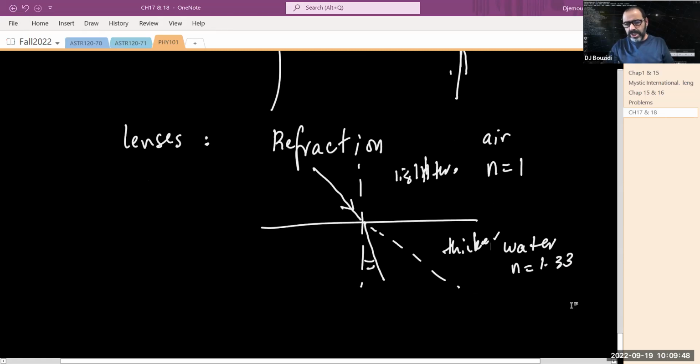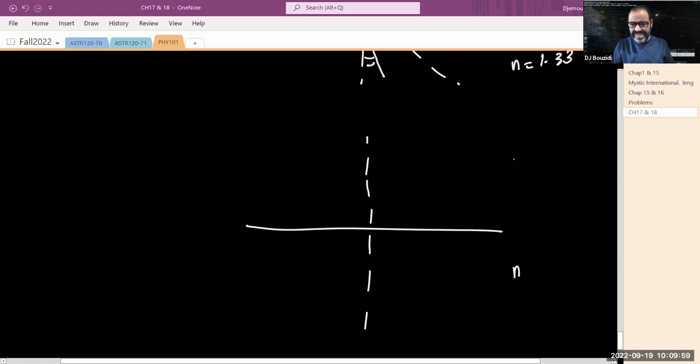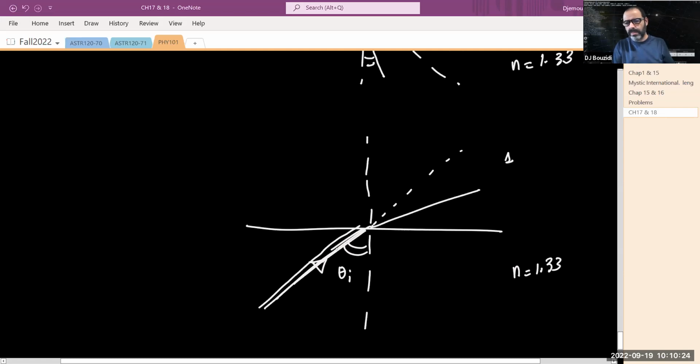The opposite is true if the source of light is coming from the bottom. Let's take the example in here. This is the normal. This is the higher index of refraction, and this is air. So this is water, for example, and that is air. If light is coming from here, this is the angle of incidence, theta incidence. It's going to bend away from the normal. So this is the refracted ray. This is the angle of incidence, theta I, and this is the angle of refraction, theta R.